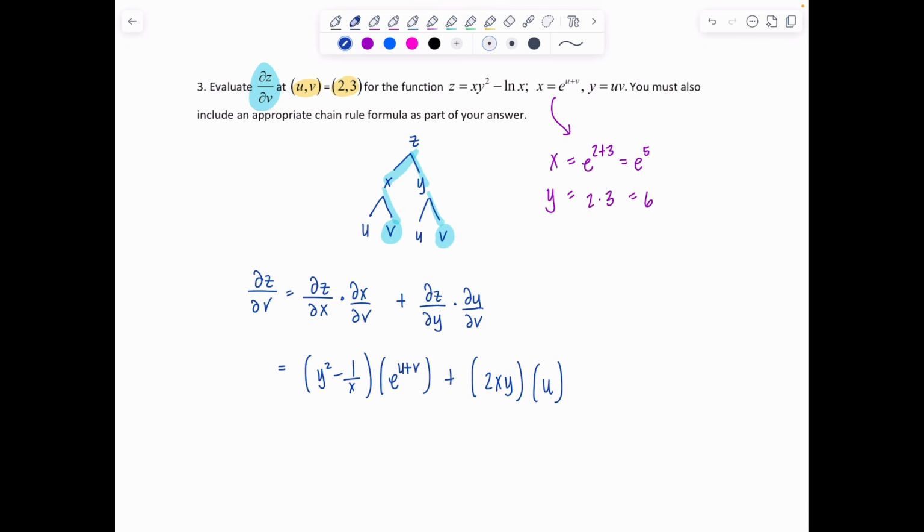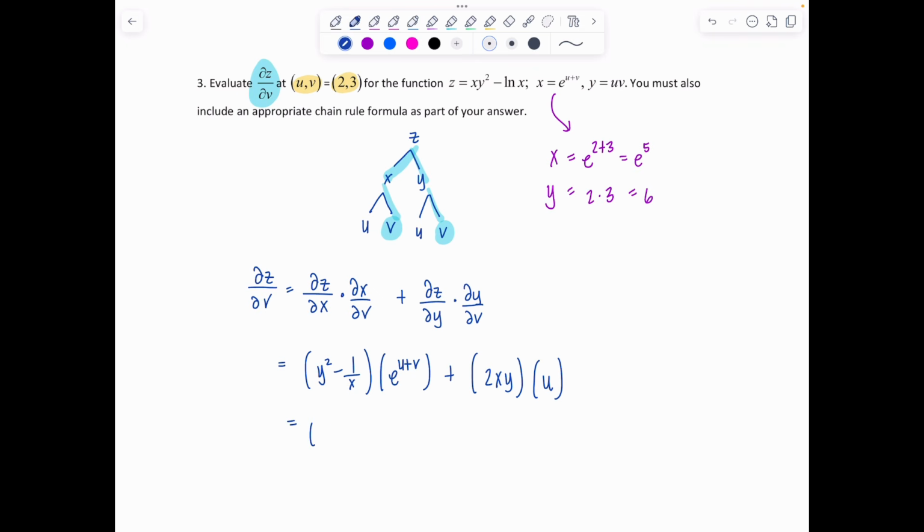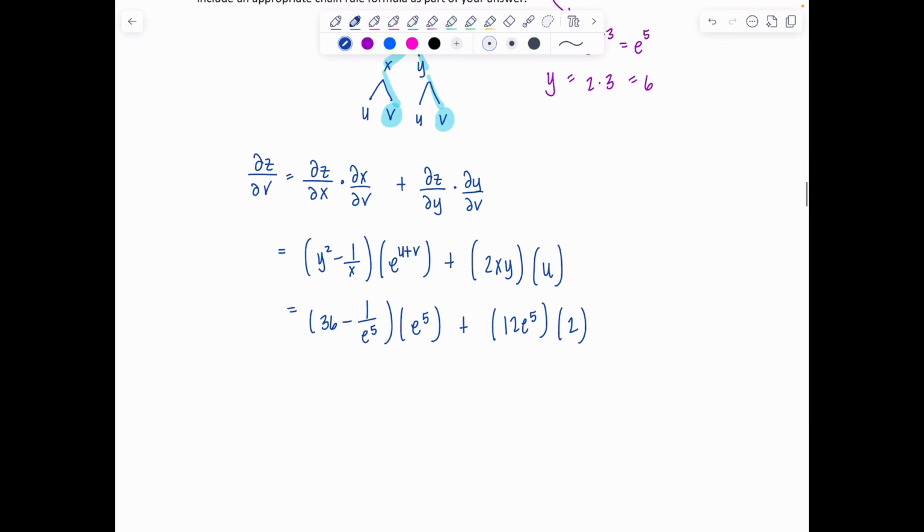So then back to the problem at hand. This is going to be 36 minus 1 over e to the 5th times e to the 5th plus 2xy would be 12 e to the 5th times u, which is 2. Then clean up. This distributes just gorgeously. 36 e to the 5th minus 1 plus 24 e to the 5th. And you're left with 60 e to the 5th minus 1. Bravo.